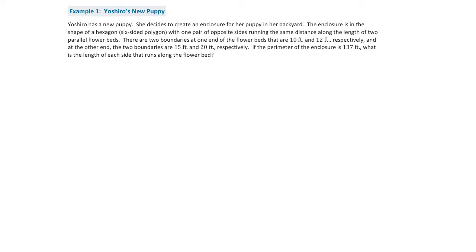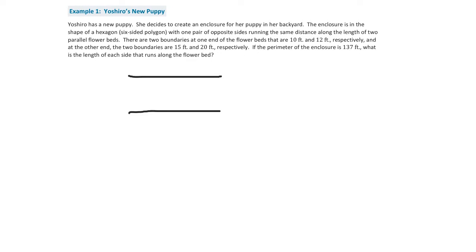Yoshiro has a new puppy. She decides to create an enclosure for her puppy in her backyard. The enclosure is in the shape of a hexagon, a six-sided polygon, with one pair of opposite sides running the same distance along the length of two parallel flower gardens. So that tells me for my hexagon, I have a set of parallel lines that are the same length.